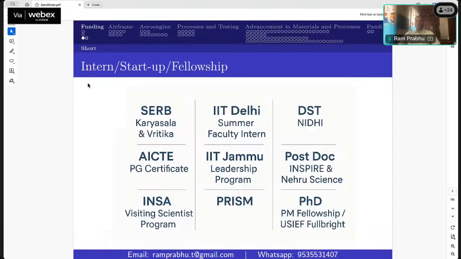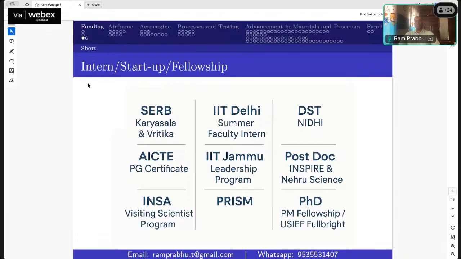And for research scholars from private institutions who want exposure at IIT and NIT and to taste a really good research ambience: SERB Karyashala, Ritika, IIT Delhi Summer Faculty Internship, and the INSA Visiting Scientist Program. These 4 programs are more relevant to you. And for other faculty who want to become leaders, IIT Jammu every year gives a leadership program under the Ministry of Education.